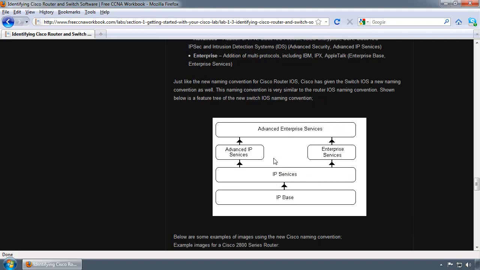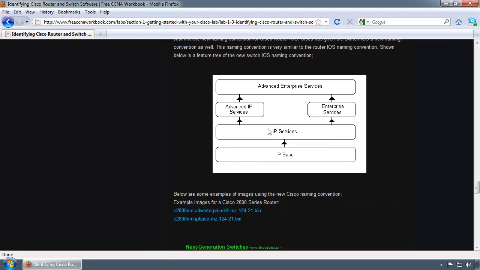The difference between IP services and advanced IP services at the time prior to 12.2(50) was the inclusion of IP version 6 features and different types of IP version 6 routing protocols, stuff like that. I'm trying to remember this stuff off the top of my head.